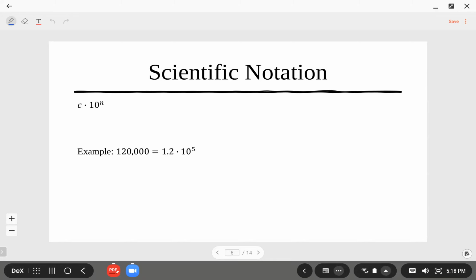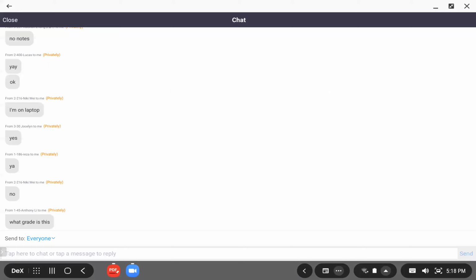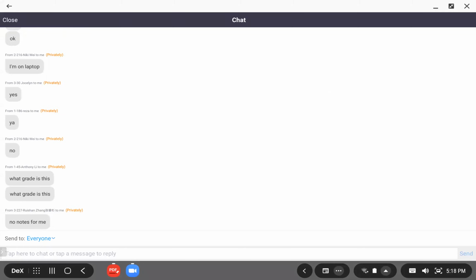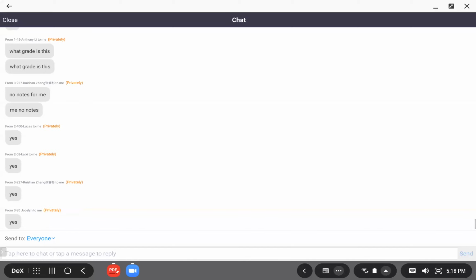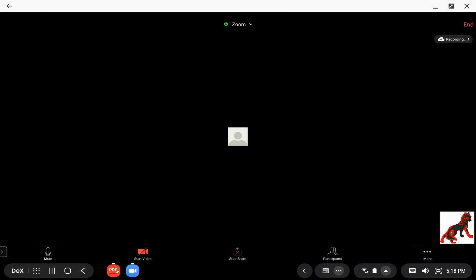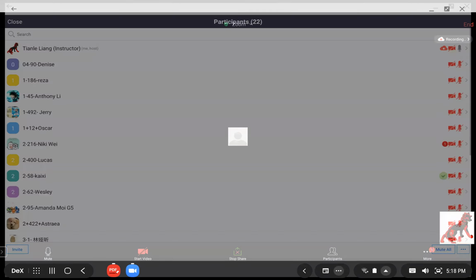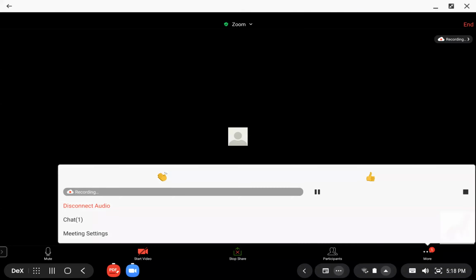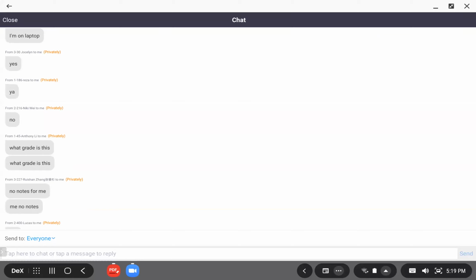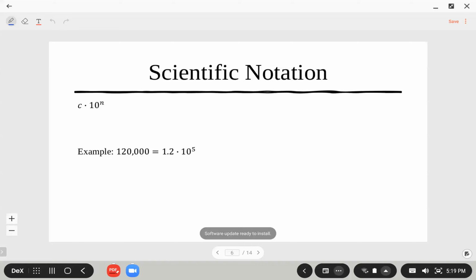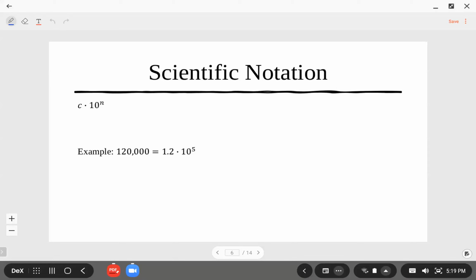Does anybody know what scientific notation is? Has anybody heard of scientific notation? Okay, so a lot of you have. So let's deepen your understanding now. And Anthony asked, what grade is this? Anthony, this is 7th grade curriculum, okay? And we're learning number theory. So now let's go over scientific notation.